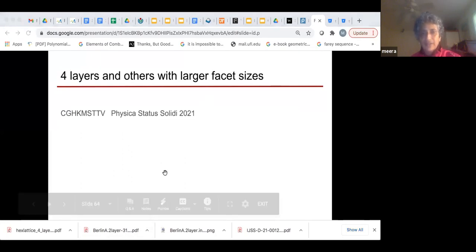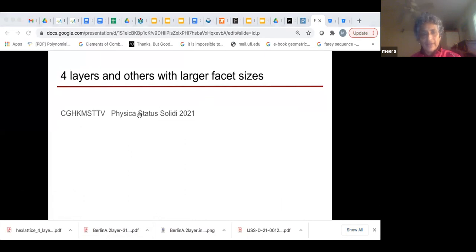Yes, so these are 4 layers of this Berlin graph. And the system, this is our software, which gives us all the different solutions, as you can see, and tells us the accuracy of the solution and so forth. And there's another one that we have. Oh, this is the Berlin one.